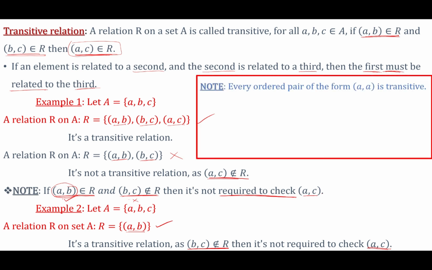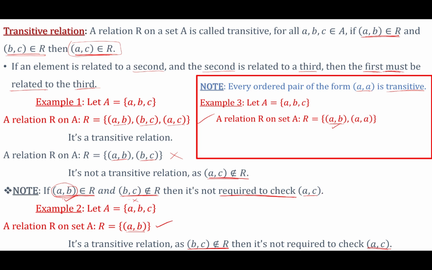Now see here. Every ordered pair of the form (a, a) satisfies a transitive relation, which means ordered pairs with the same elements satisfy the transitive relation. Now example 3. I have a set A which has three elements a, b, c. Now a relation R on set A: (a, b) is there, (b, c) is not there, so I don't need to check (a, c). So this (a, b) satisfies the transitive relation.